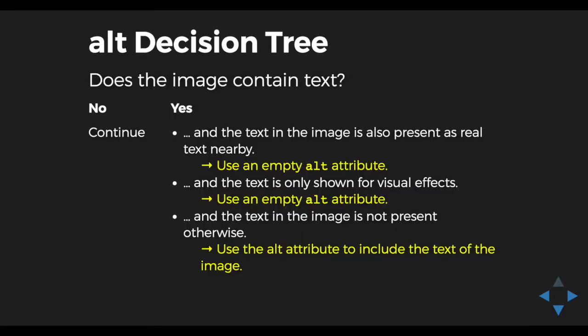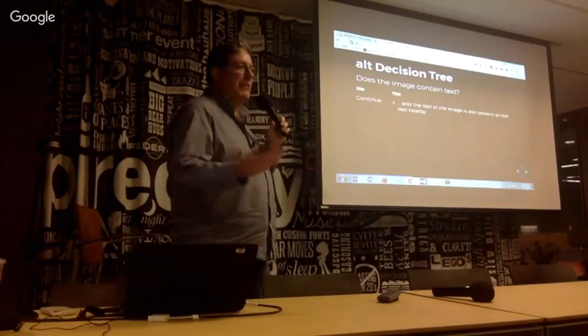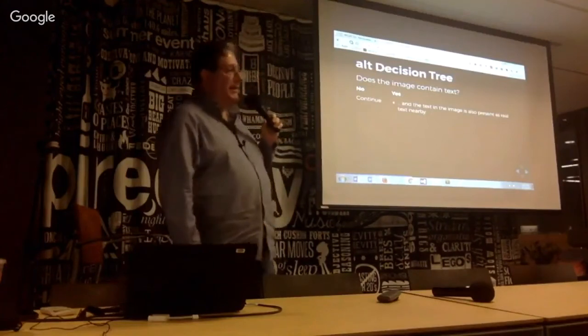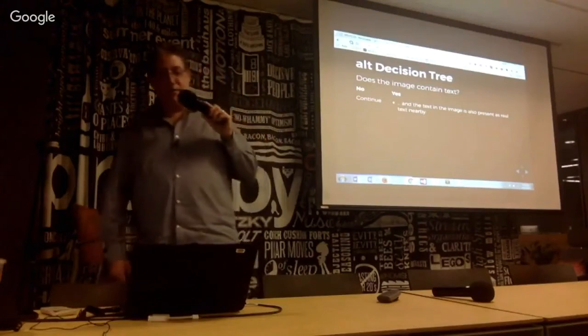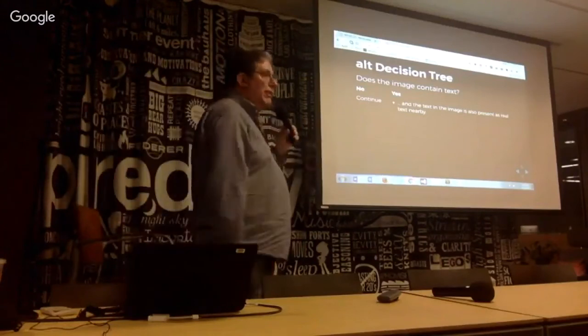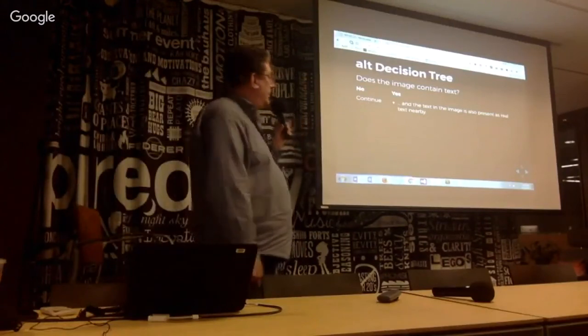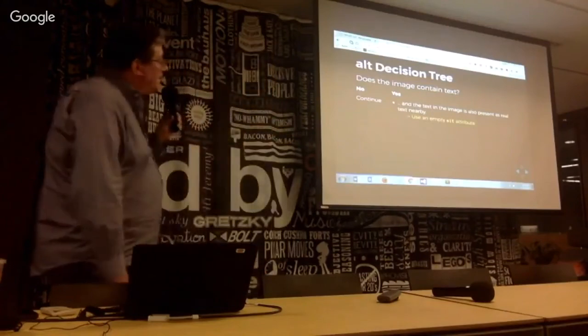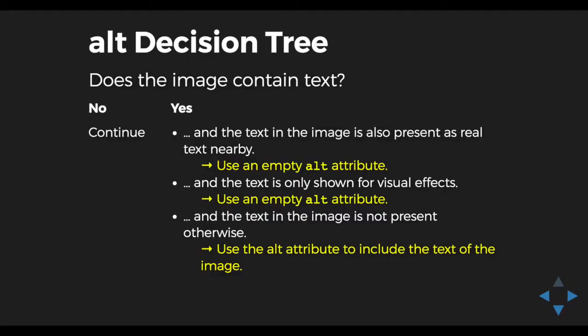Does this image contain text? If the image contains text, you're going to want to add the text that's in that image. So think about advertisements. If you've got an ad banner, say, earn 50,000 miles when you get a Mileage Plus award card, you would want to put this in the alt text for that particular image. If you have an image and the text is duplicated nearby, you can go ahead and leave that alt attribute empty.